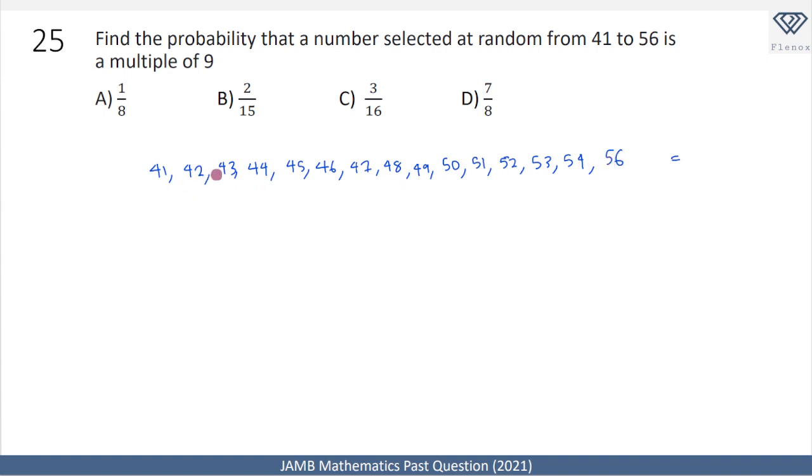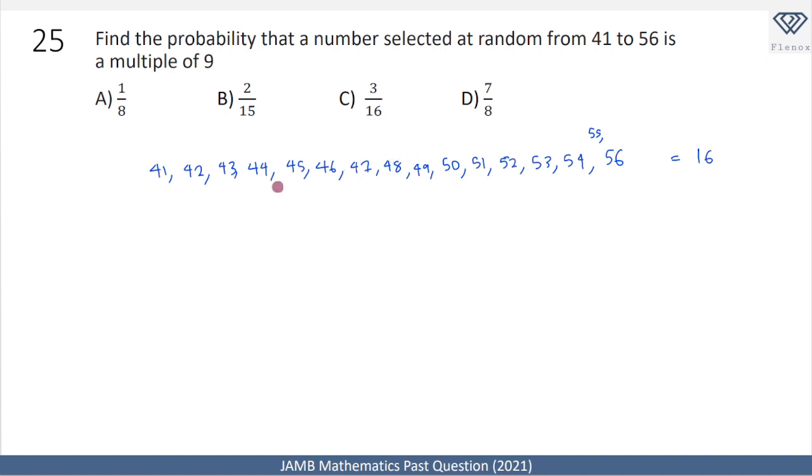Starting with 1, 2, 3, 4, 5, 6, 7, 8, 9, 10, 11, 12, 13, 14. Oh, I've missed 55, 15, and 16. So the total numbers here is what? 16. And the next question is, which of these numbers are multiples of 9?